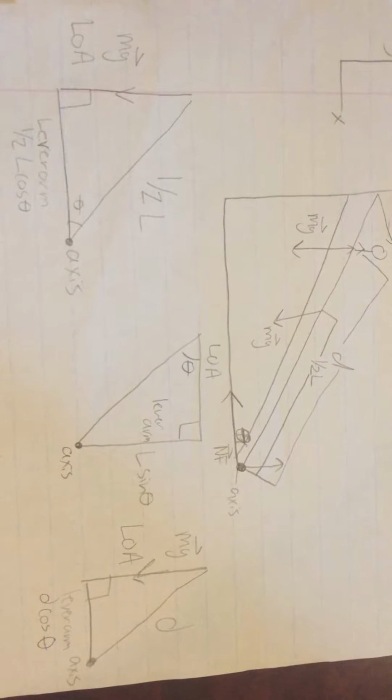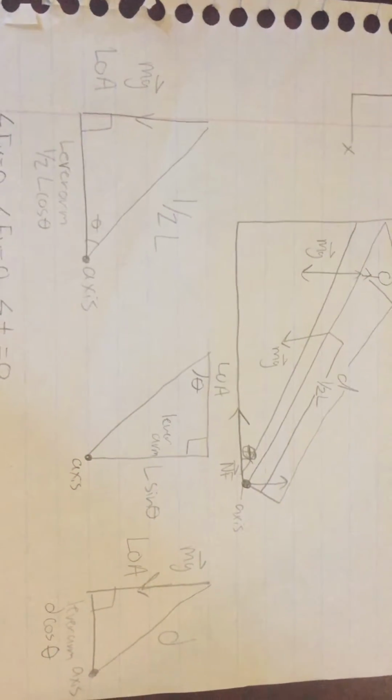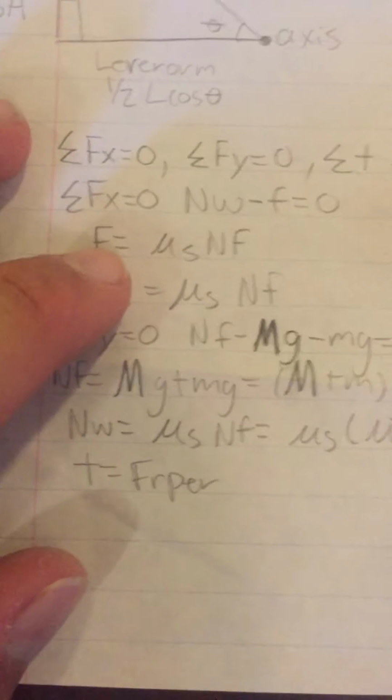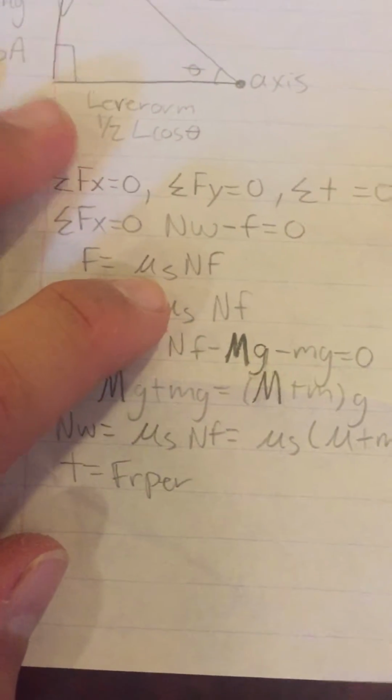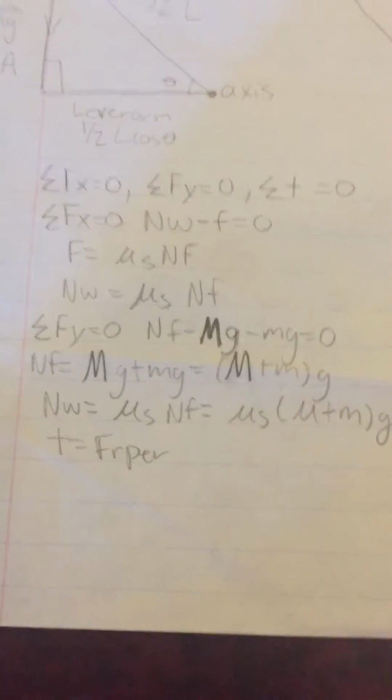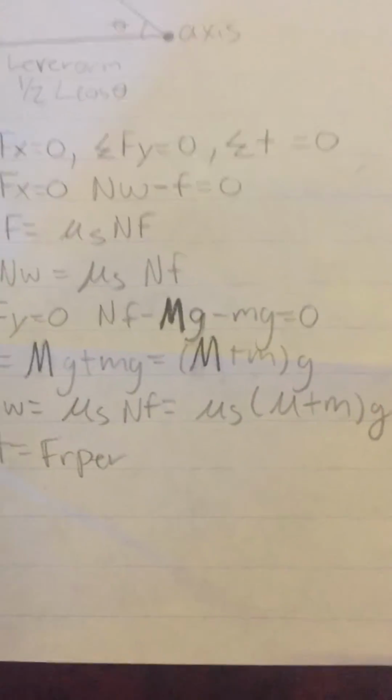Now knowing all of that, I was able to apply the conditions for equilibrium, starting with the sum of the forces in the x direction equal to 0. I found that N sub W minus F is equal to 0, so then we know that F is equal to mu S times N sub F, and that means N sub W is equal to mu static times N sub F.